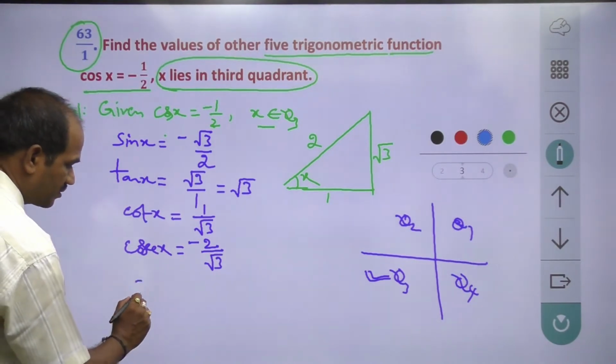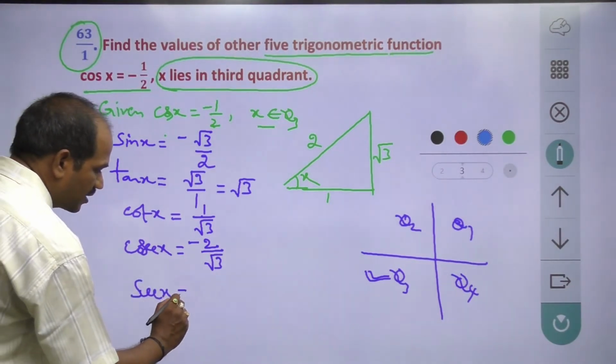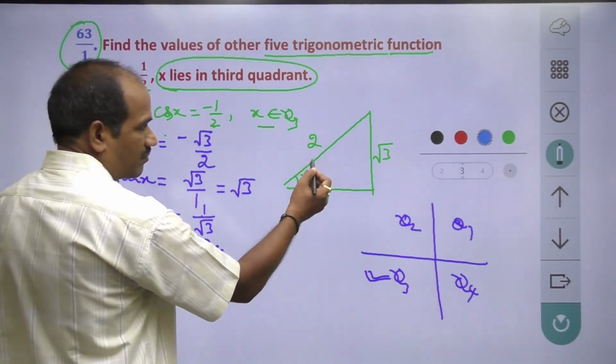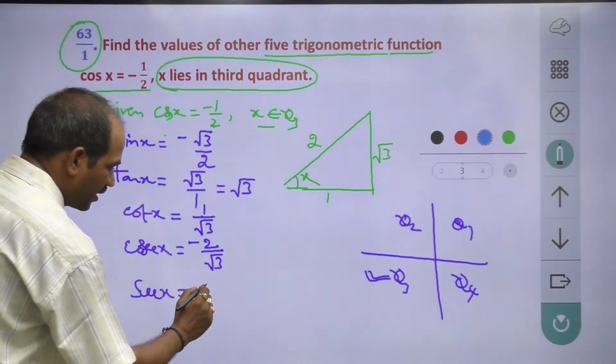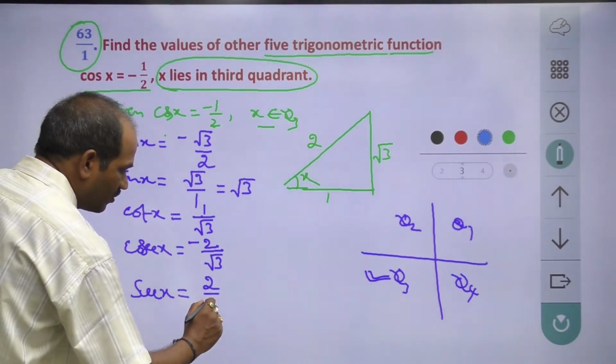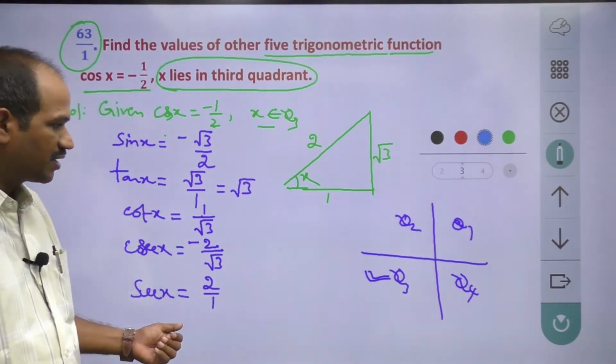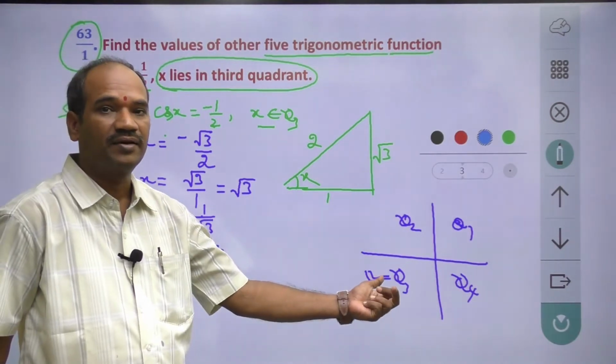Next secant x. Here secant x is equal to hypotenuse by adjacent side. So that is equal to 2 by 1. So here in the third quadrant secant x is negative, okay, a negative value.